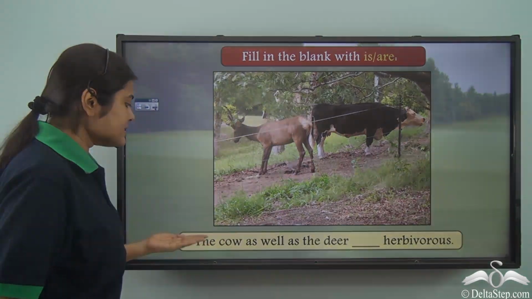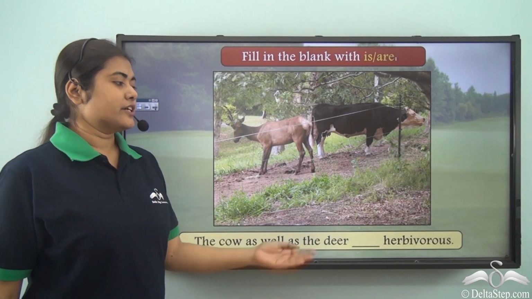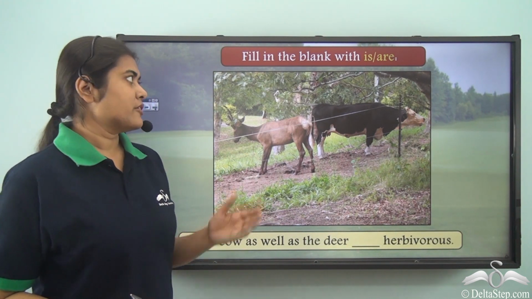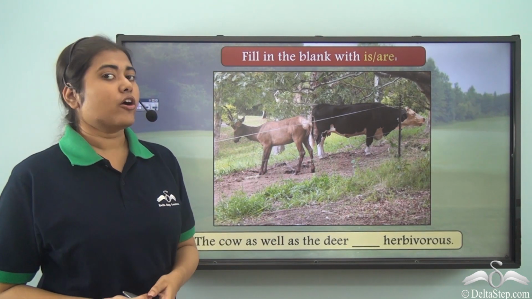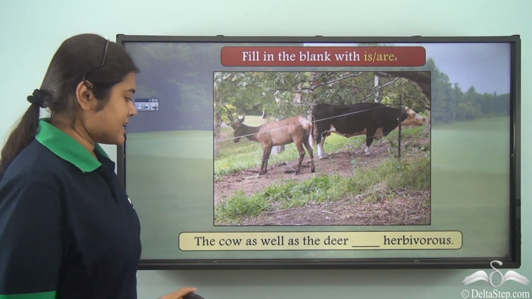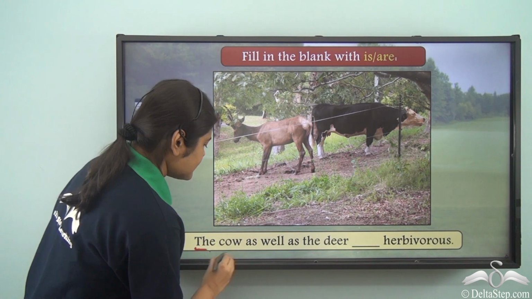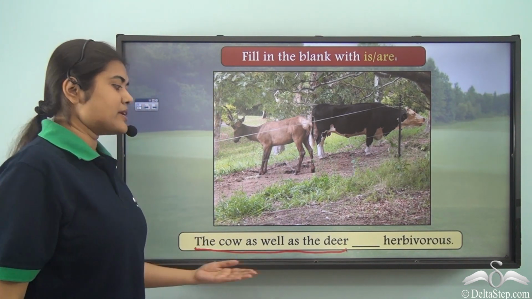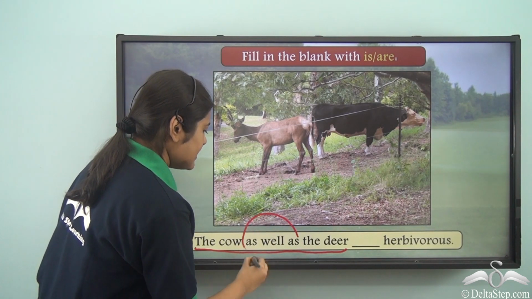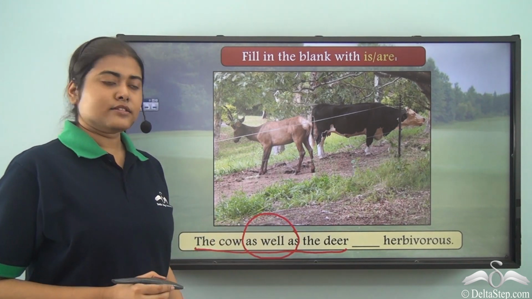Now what is the sentence? The cow as well as the deer dash herbivorous. Now here what are we going to use? Are we going to use is or are? First let us look at the subject of the sentence. In this case the subject of the sentence is the cow as well as the deer. Now we see that we have a phrase as well as in this sentence.